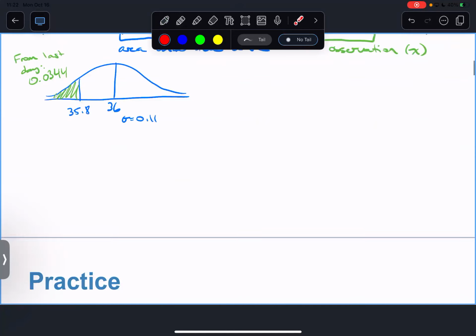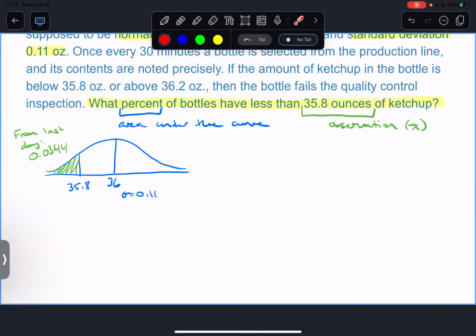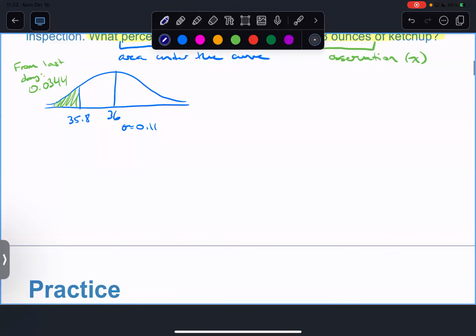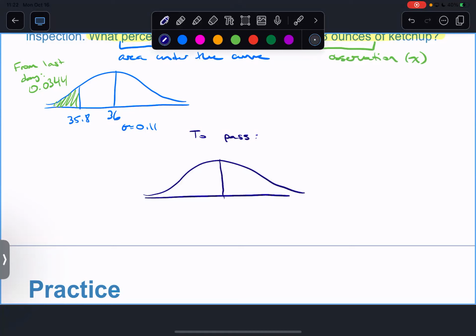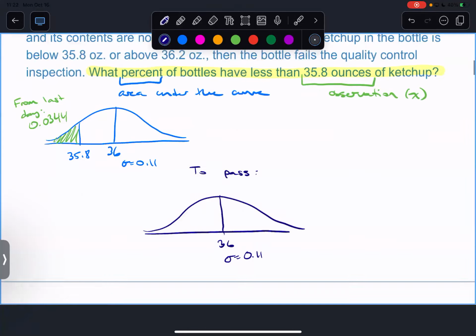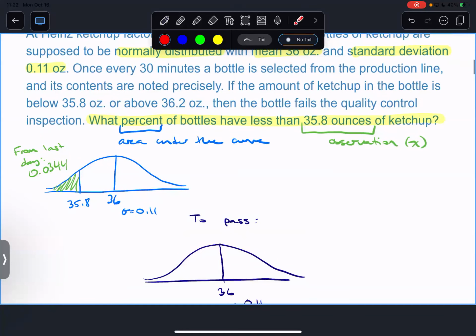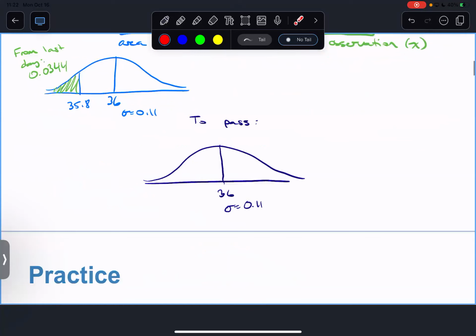So now, to pass quality control inspection, it looks something like this. 36 and sigma is still 0.11. Then 35.8 is the cutoff on the low end.